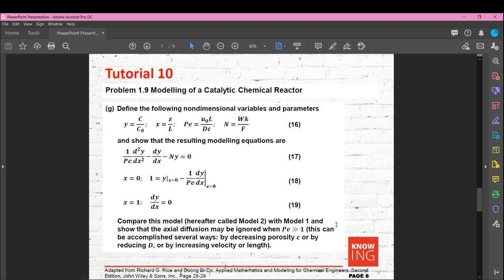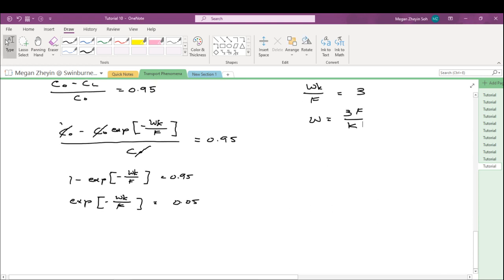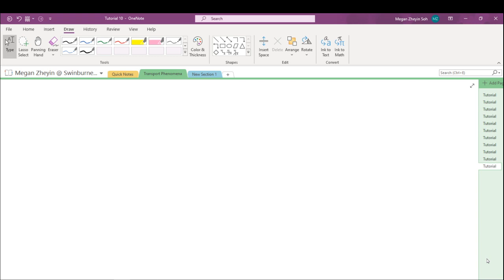So we are at F, right? Looking at problem F, in this case we will have to do the balance in which we consider the rate of the mass in and out, as well as the rate of the diffusion in and out, as well as the rate of the gas consumed.